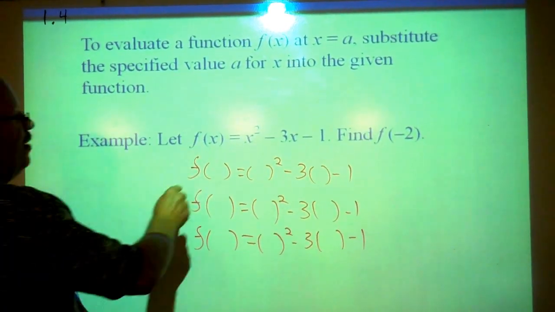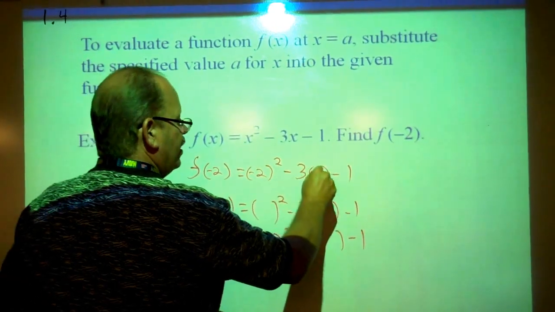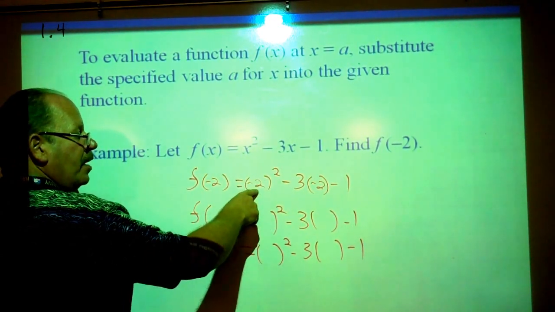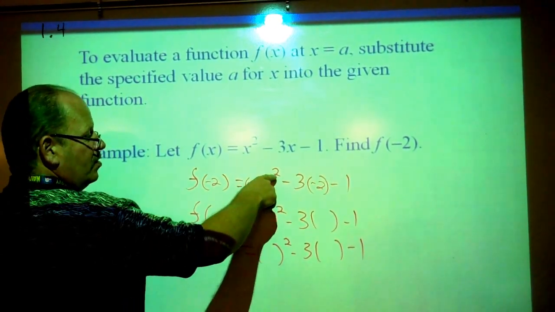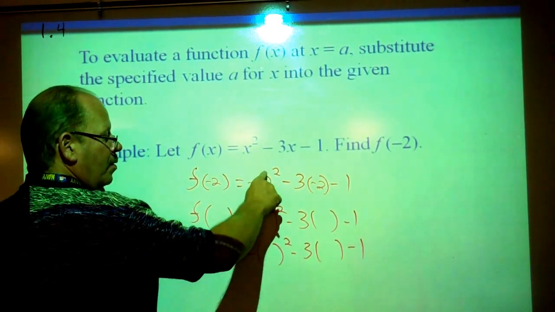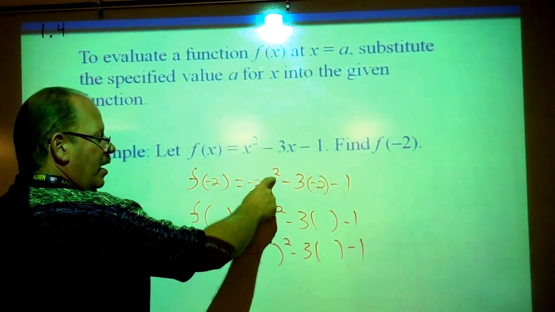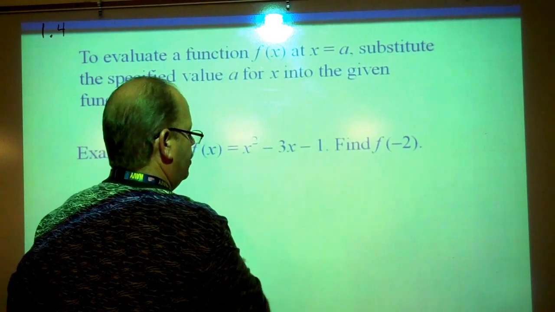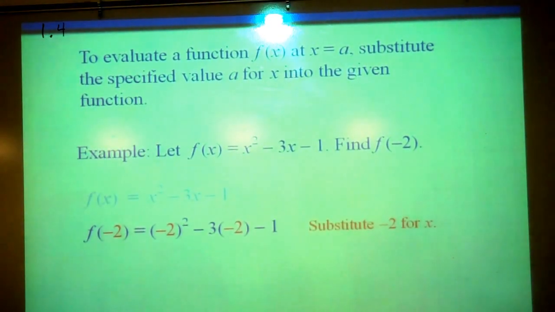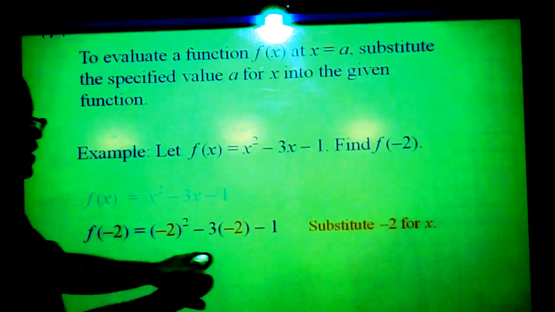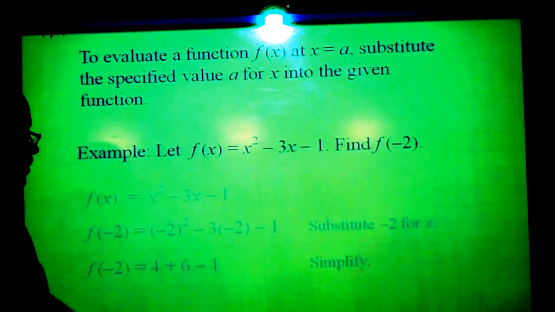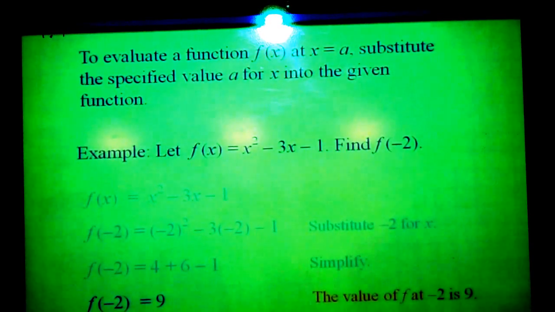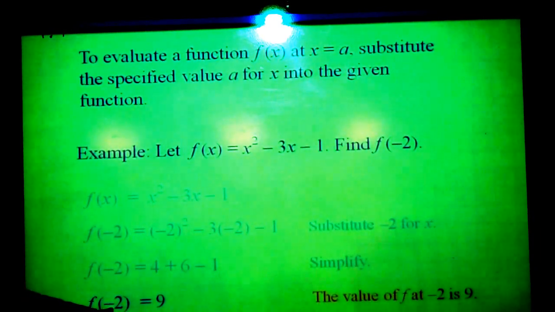Okay, and then you can put in your 3 different values. Here, we're simply doing f of negative 2. So we'll put negative 2 in here. Very important, negative 2 is in these parentheses when you square it, because negative 2 squared is positive 4. But negative 2 squared without parentheses is negative 4. So those parentheses are very important. And we evaluate and we simplify, and we get f of negative 2 is equal to 9. That's simply a point. That's the point, negative 2 comma 9.